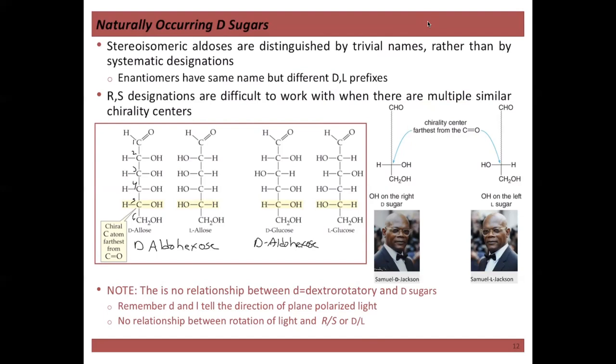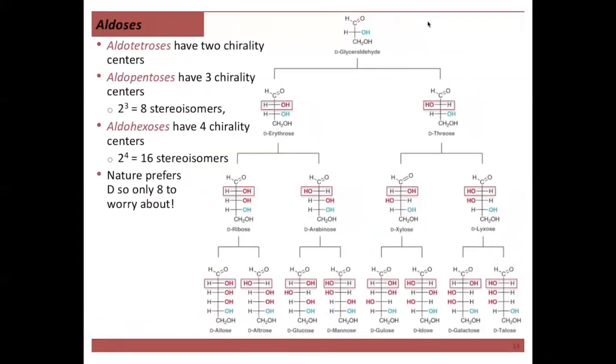So if it's off to the right, it's a D sugar. Off to the left, it's an L sugar. So we have a whole class of these aldoses. And so we have the simplest sugar. This would be the D-aldotriose, and there's only one of those.